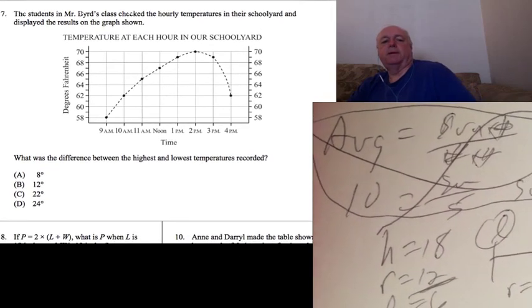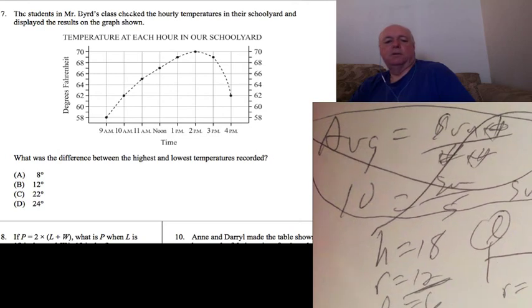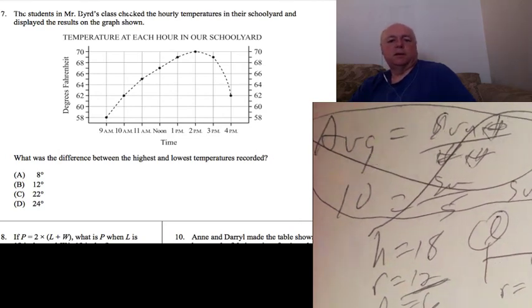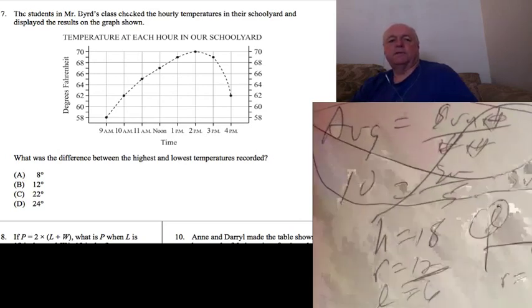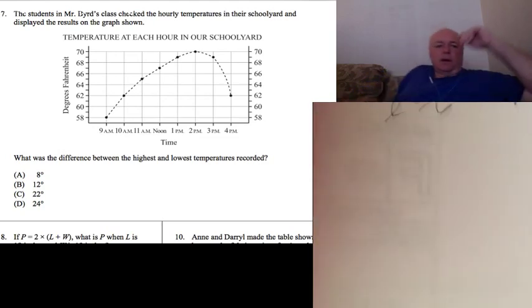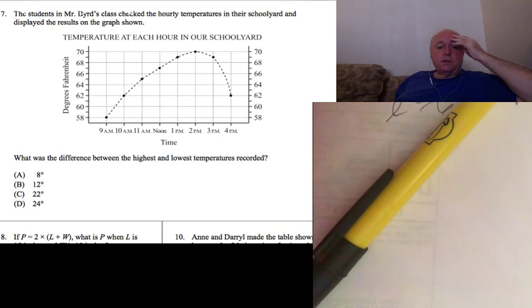Okay, question 7. I'm not sure that's going to fit on the screen, so let me come back to this here. Nope, it does. Okay. All right, so we're going to look at the illustration first, forget the words. We have the temperature of each hour in the schoolyard. It looks like they plotted stuff at 9, 10, 11, 12, 1, 2, 3, and 4. So every hour, it looks like they plotted something.